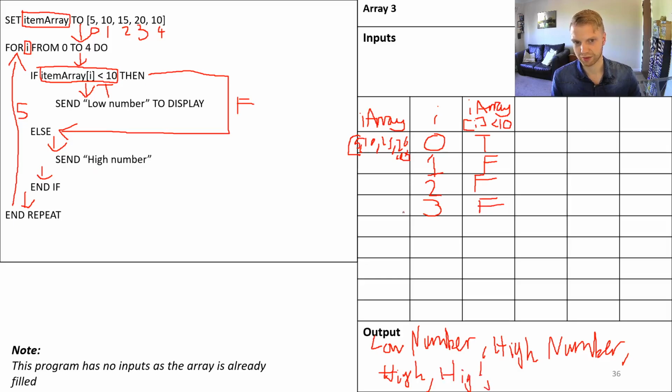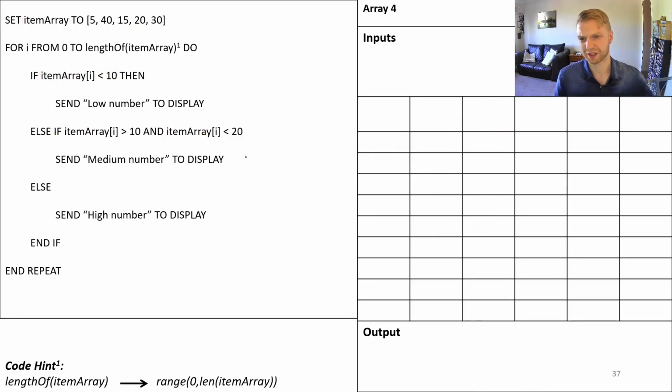One last time we go around, we get to 4. If item array 4, so if 10 is less than 10, no it's not. That is also false. So we write high once again. And that's it. Now the next page is very similar.